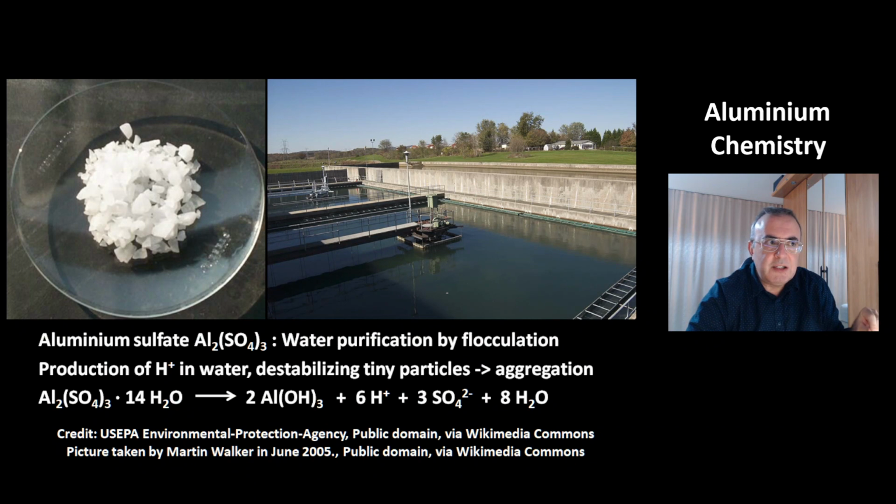This is another important compound, aluminium sulfate. It is used for water purification by flocculation. The way it works is the tiny particles floating in water are stabilized by their charge. And this compound produces protons in water. These protons destabilize the tiny particles and cause aggregation. And this causes flocculation. And that's how this works.